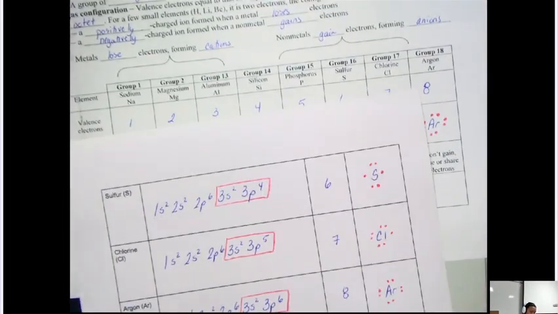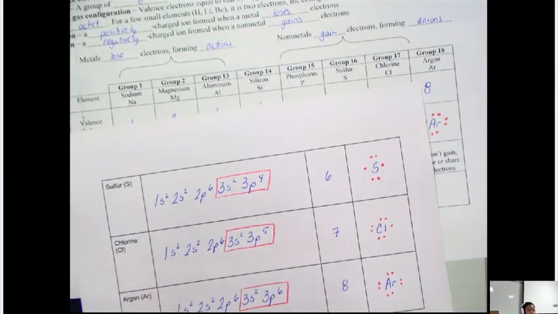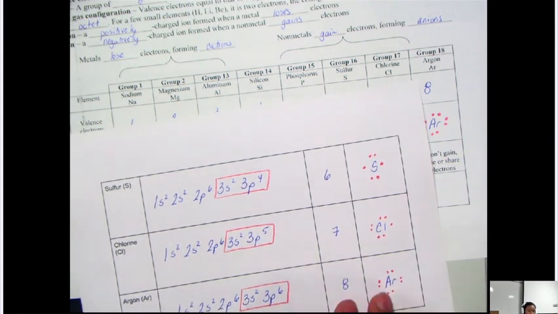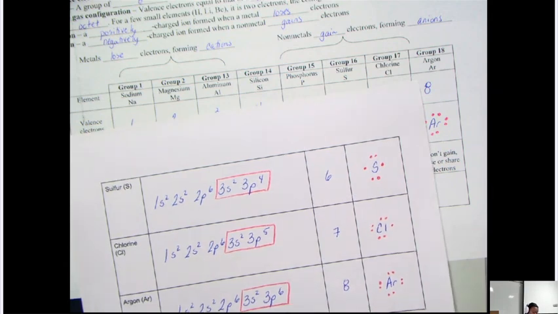Group 17, chlorine, has 7 valence electrons. How many would it have to gain? Gain 1 to make 8. 7 plus 1 is 8, so it needs 1 more. Gain 1 to make 8. Or lose all of these, which means it would have to lose how many? Lose 7. Gain 1 or lose 7. Which one is easier? Go with the smaller number. Gain 1.